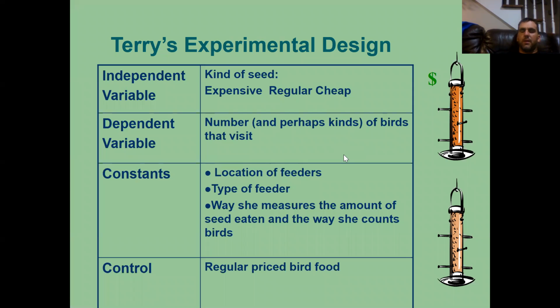Remember, your independent variable is the thing that the tester changes. Time is the most common independent variable. The dependent variable is the thing that responds to the independent variable. Your constants are something that you need to hold the same so that you only have one independent variable. And then your control is the normal thing that you're comparing it to.